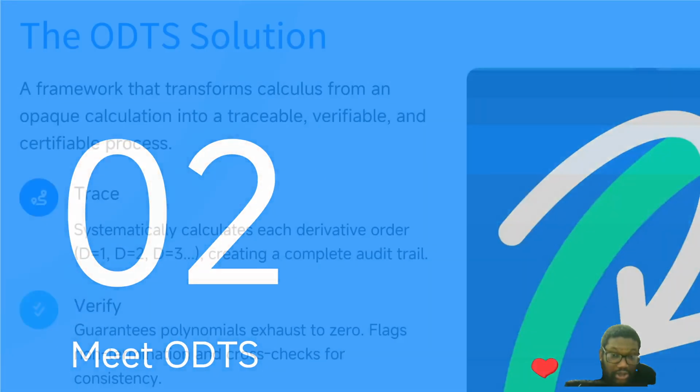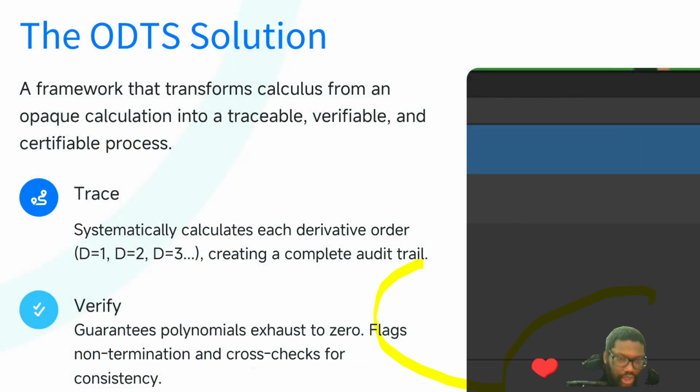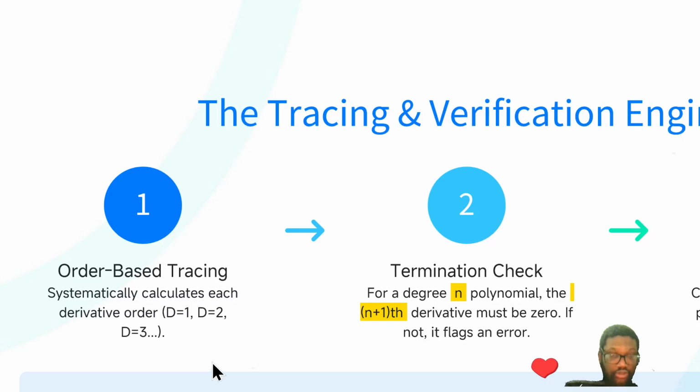So let me just pause it here. Basically, a framework that transfers calculators from traceable variables. Trace systematic calculation of derivatives d1, d2, or the trail. Verify guarantees polynomials like many times, exhausts zero, flags non-termination, cross-checks for consistency. You can cross-check and record each step in a repairable log, which may be helpful for certification review.